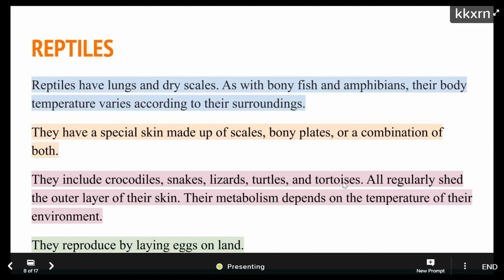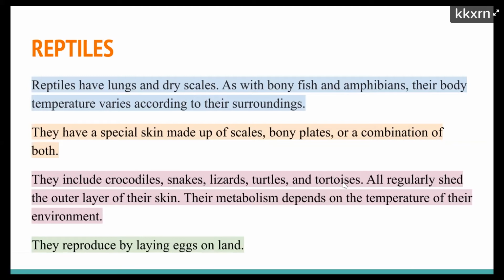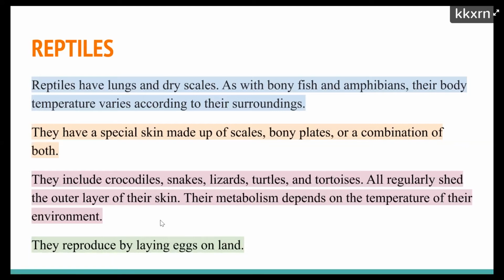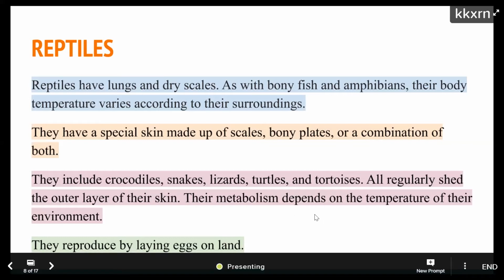And one other characteristic of reptiles is that they regularly shed their outer layer of skin. I don't know if you have ever seen a snake shedding. Yes, because shed means to remove the outer layer of their skin. Remove the skin. And as we said, their body temperature changes according to the environment. They reproduce by internal fertilization, and they do lay eggs.